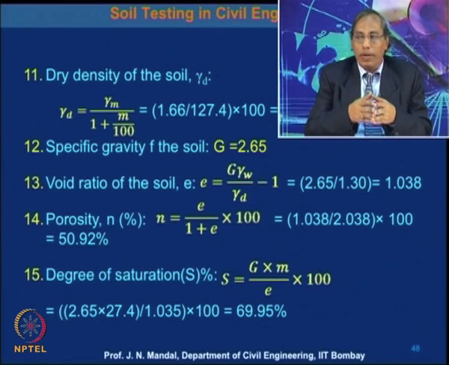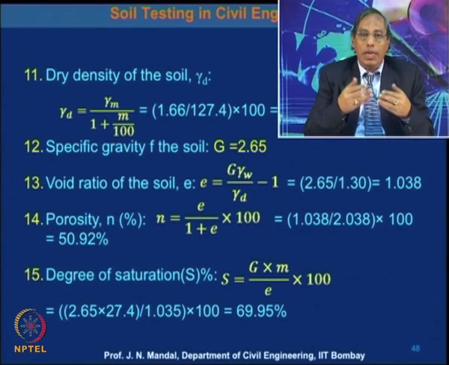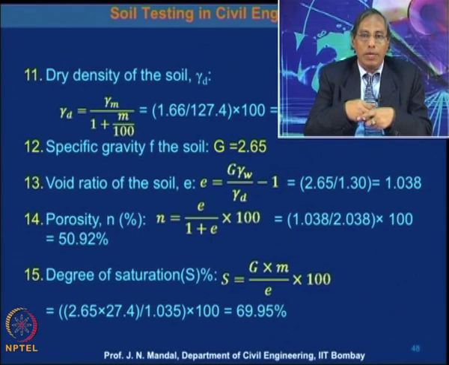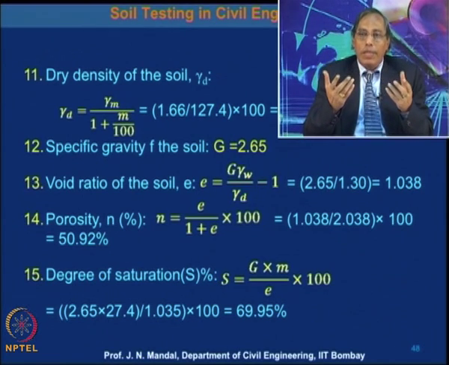Apart from that, you can calculate the degree of saturation, that is S. That is also a very important parameter. So, the degree of saturation is equal to G into M divided by e, into 100. That means the specific gravity of the soil is 2.65, the moisture content is 27.4, divided by the void ratio e, which is 1.038, into 100, that means it is 69.95 percent.